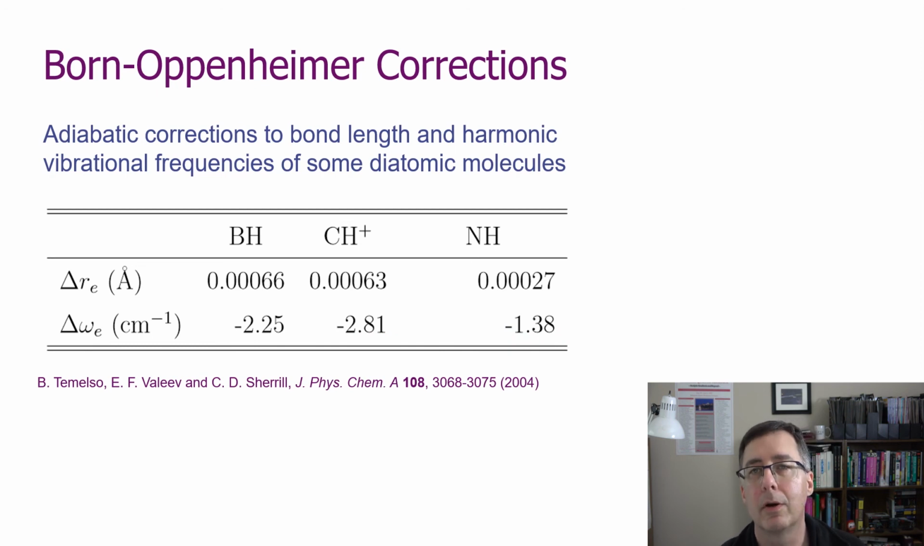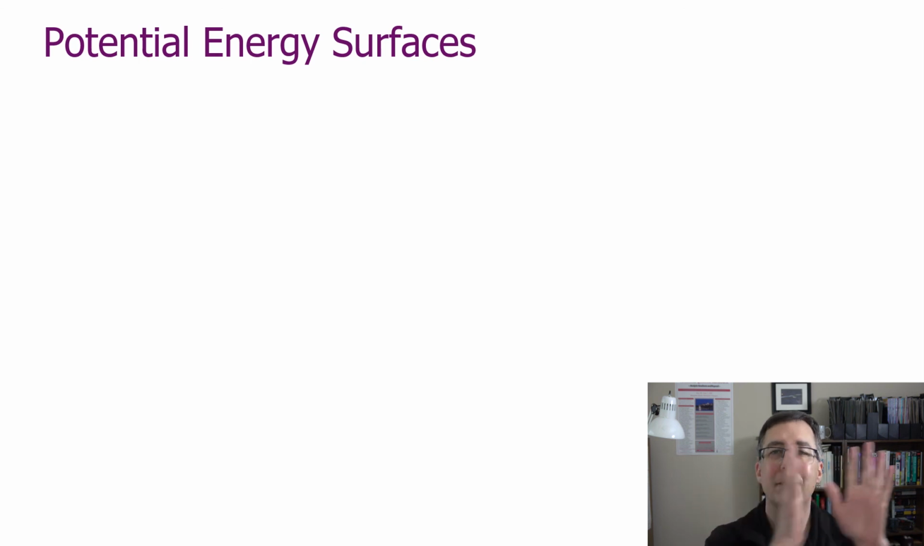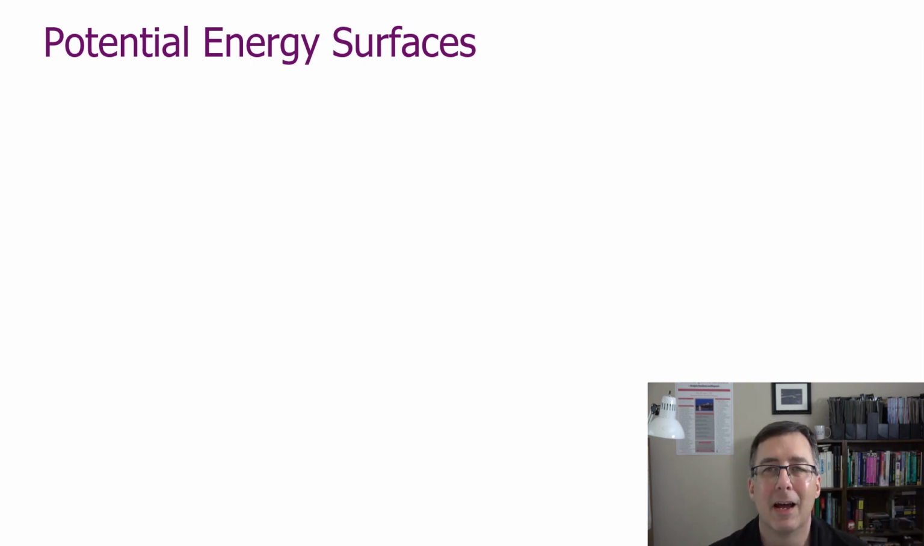So on a wave number level, they can matter to harmonic frequencies if you were trying to match an infrared spectrum very exactly. All right, now let me set aside that excursion into a little bit more detail about the Born-Oppenheimer approximation and come back to some basic concepts. So we talked about how the nuclei move around on a potential generated by the electrons via the Born-Oppenheimer approximation.